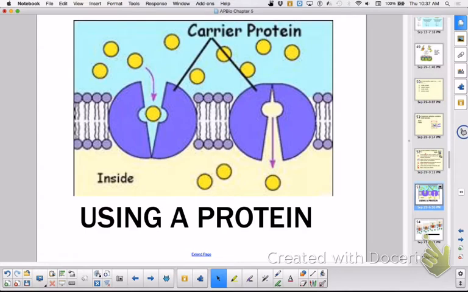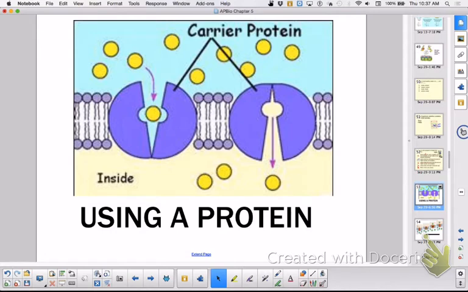Riddle me this. What would you call the yellow stuff in this example? Solute. What it's dissolved in is the solvent. So, where is the solute more concentrated? Outside or inside? Outside. Which direction is it flowing? Inside. So if it's going with the concentration gradient, is that active transport? No. What would we call that? Passive. It's passive, but you're using a protein, so it's called facilitated transport.